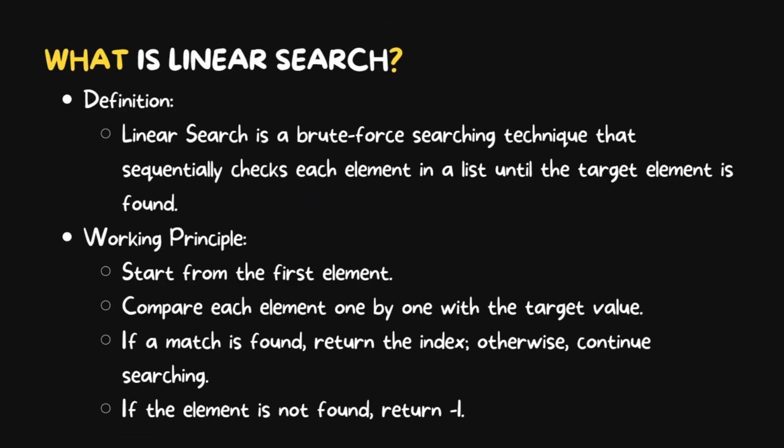So the key points to remember are: first, we start at the first element of the array, then we compare each element one by one with the target value, and if we find a match, we return the index of that element. Otherwise, if no match is found by the end of the array, we return -1. For example, imagine you have a list of numbers 15, 23, 7, 42, 89, and 31, and you want to find the number 42. With linear search, you will start from the first element, check each one, and eventually find 42 at index 3.